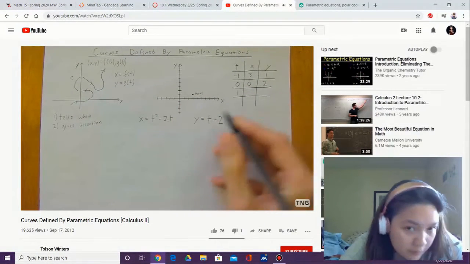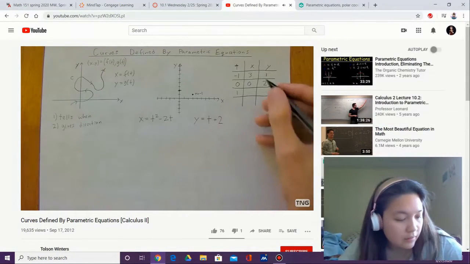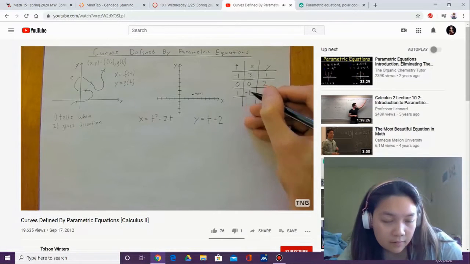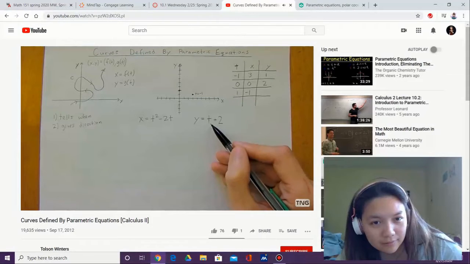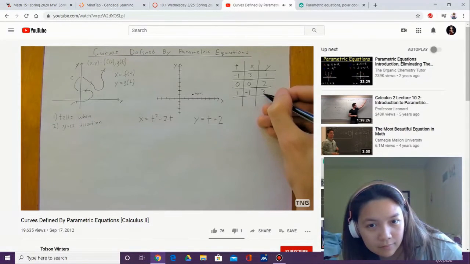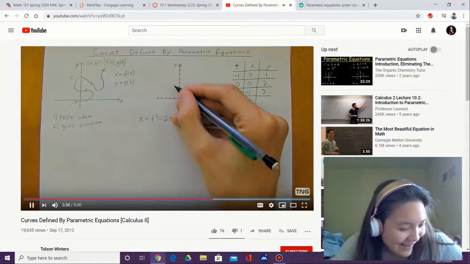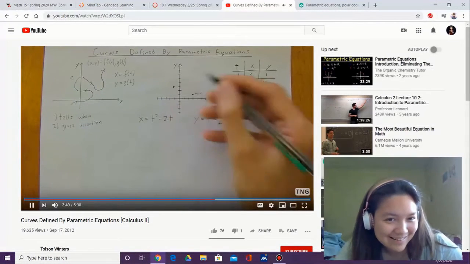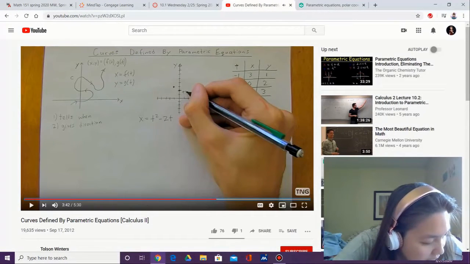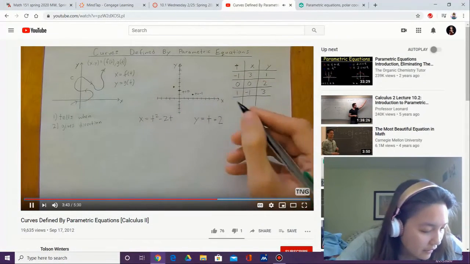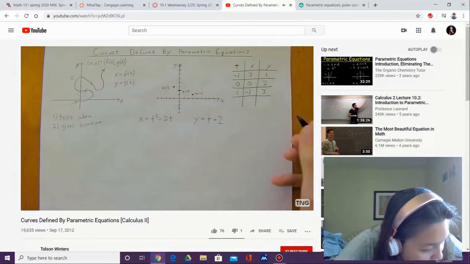So at t is 1, we have 1 squared minus 2 times 1. It's going to be negative 1 for the x coordinate. And we have 1 plus 2, so we have 3 for the y coordinate. So negative 1 and 3. So that's at t equals 0, and this is at t equals 1.